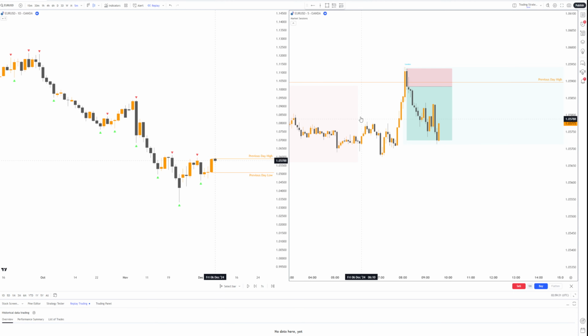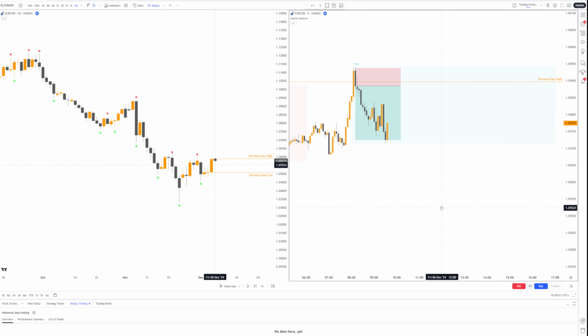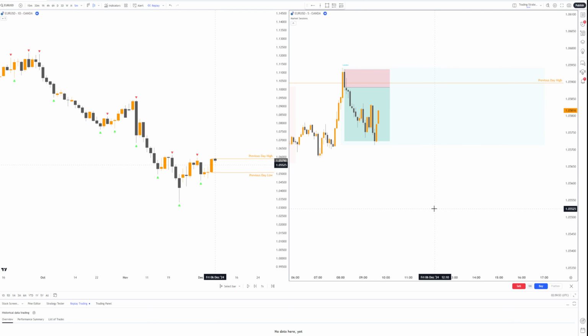Okay, so hopefully you got the gist of it from one example. Let's move over to the next day. One of the rules for this is that you only need to take one trade per day, and if you have a loss from that trade where it hits a stop loss, you don't try to re-enter, you wait for the next day. Okay, let's move on.